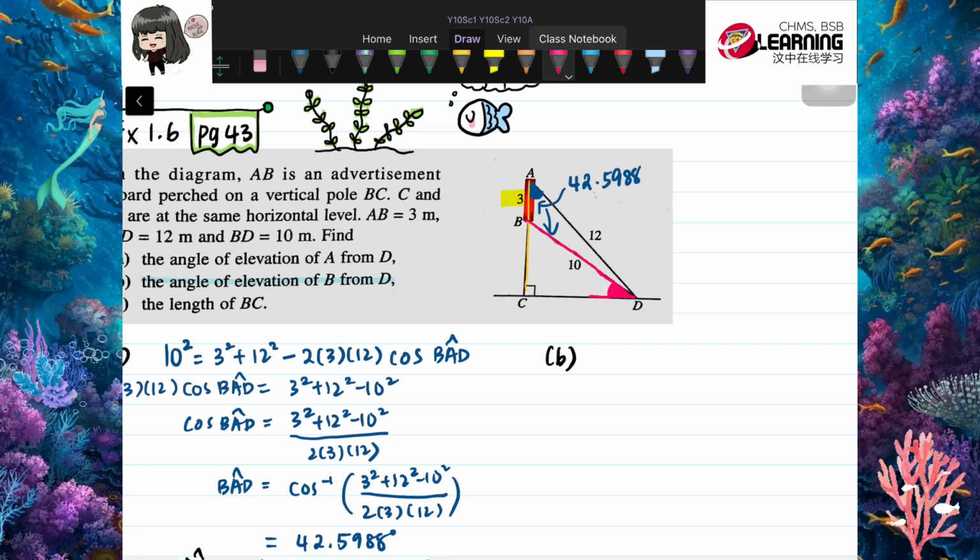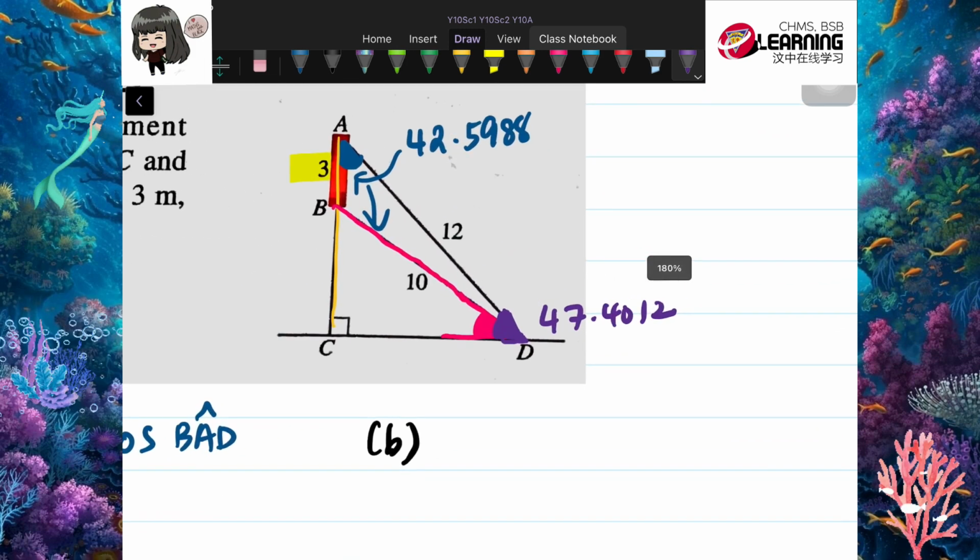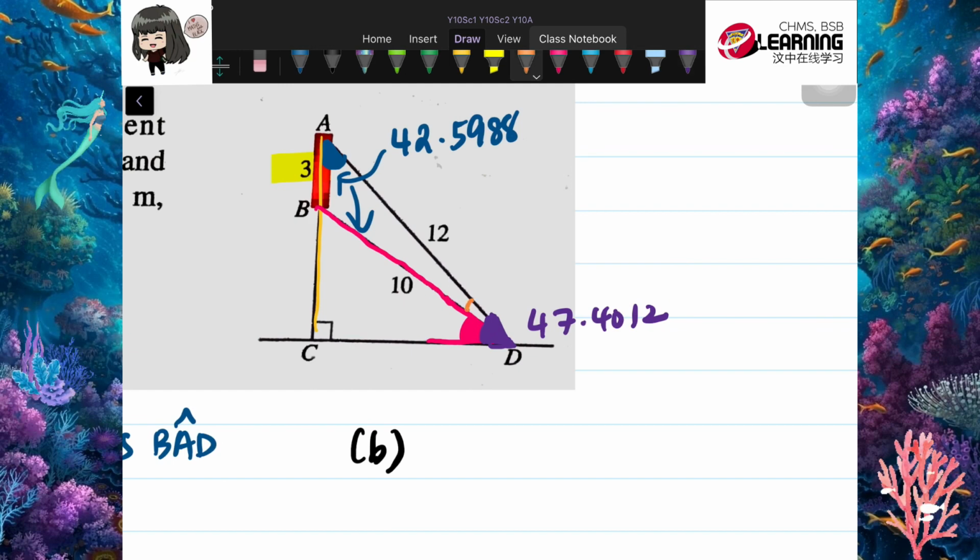So how do we find this angle over here? We know that the purple angle we just found, this whole thing here, is 47.4012. What we're going to do here is find this angle, this orange angle, which is part of a triangle also. After we find it, we can use 47.4012 minus this orange one to get the pink one.